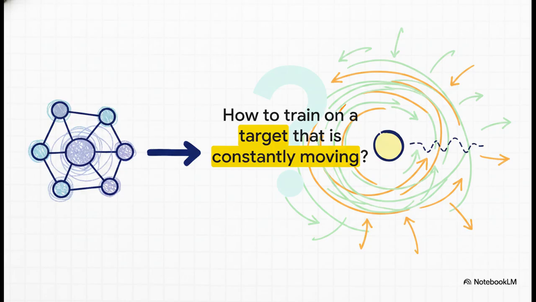The first huge problem is that you're basically chasing a moving target. It's like trying to shoot at a bullseye that someone keeps wiggling around. The same network making the predictions is also being used to calculate the target it's trying to hit. So every time the network updates its weights, the target moves. It can cause the whole thing to just oscillate and never converge.